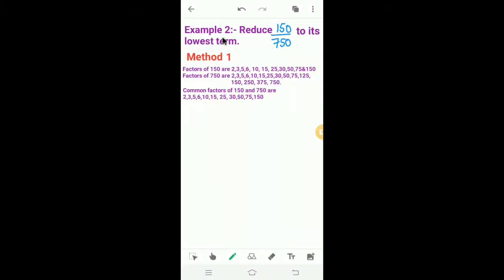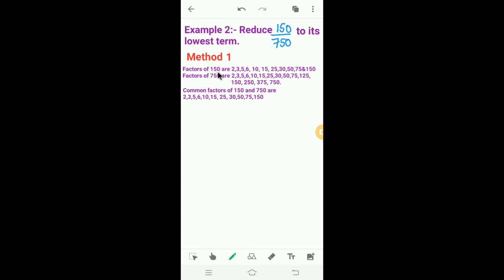Dear students, today we will learn the second example: reduce 150 by 750 to its lowest term. Here two methods are possible. So first we will learn the first method. First we have to write the factors of 150 and the factors of 750.